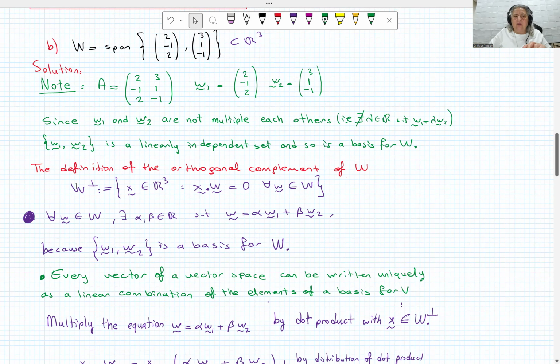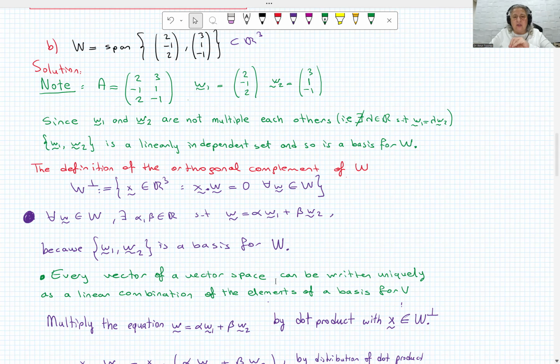Next. Now, for every w in W, there exist alpha, beta in R such that w can be written as alpha w1 plus beta w2, because w1 and w2 form a basis of W, as just explained. And we know why. What is the significance of a basis? The significance of a basis is this green area. This green fact written here is crucially important.